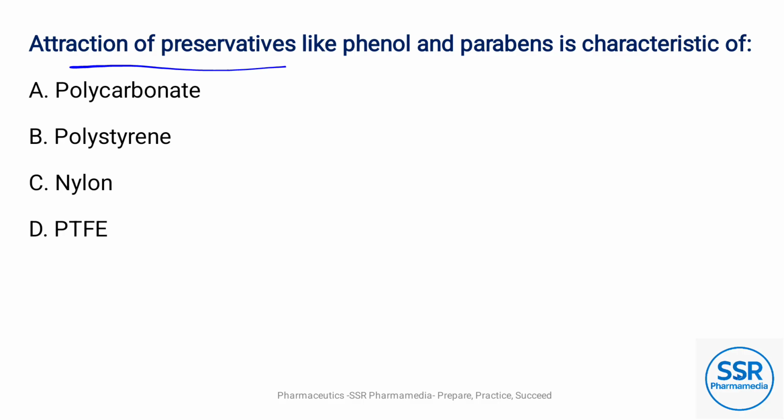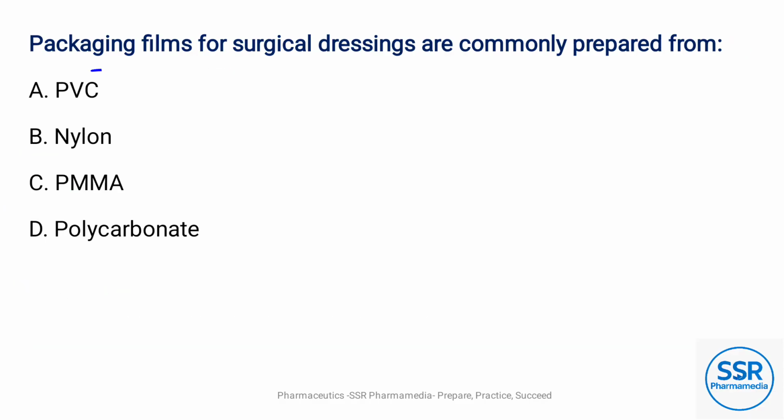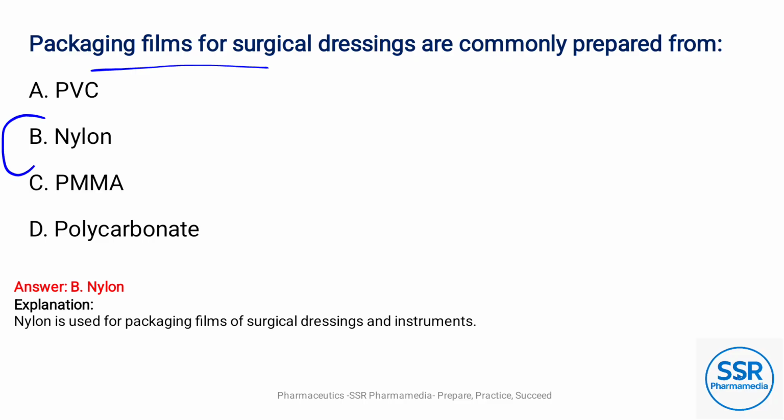Attraction of preservatives like phenols and parabens is characteristic of, so option C, nylon. So nylon has electronegative polar centers that attract preservatives. Packing films for surgical dressings are commonly prepared from, so option B, nylon.